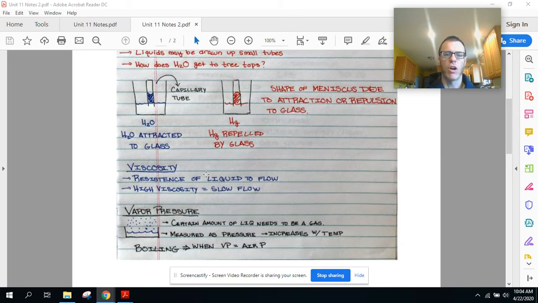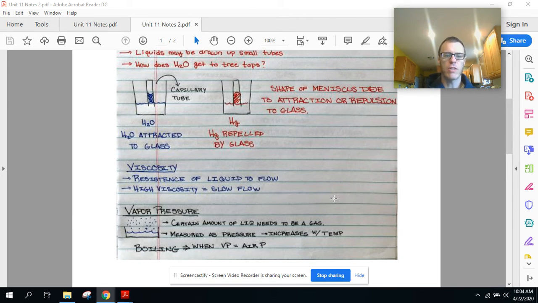Viscosity is the resistance of a liquid to flow, which means if it has a high viscosity, it flows really slowly. Think about honey versus water. Honey is going to have a much higher viscosity. It's going to flow a lot slower. Now, viscosity can change with temperature. You guys know this: if you put maple syrup in the fridge for whatever reason, when it's cold, it flows really slowly. But as you warm it up, it starts to flow faster.